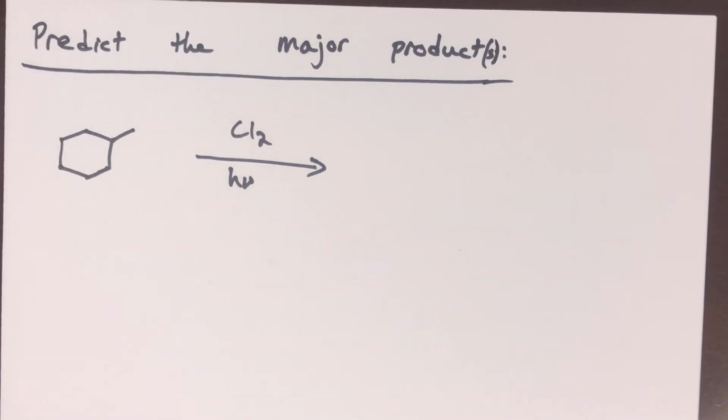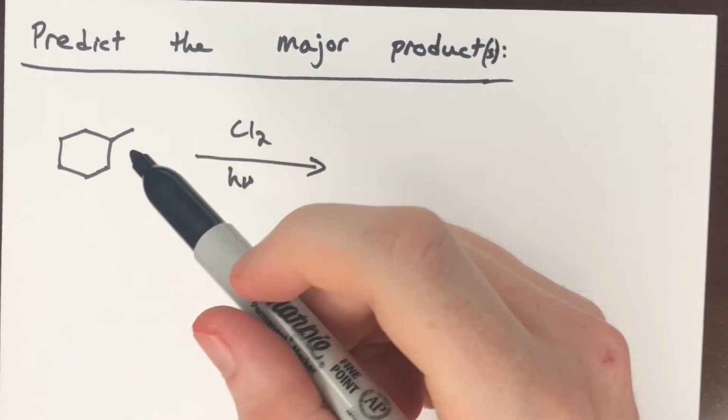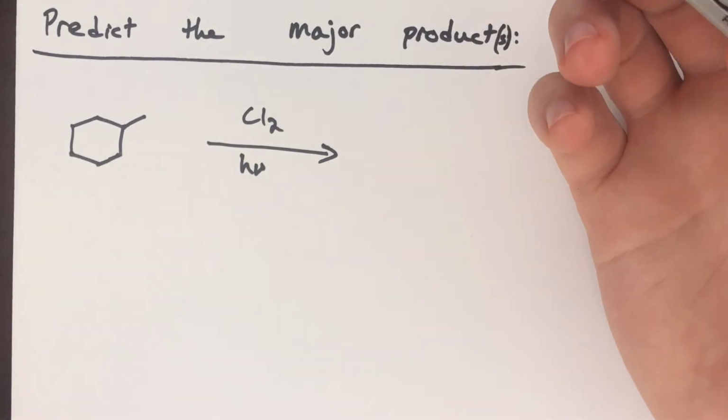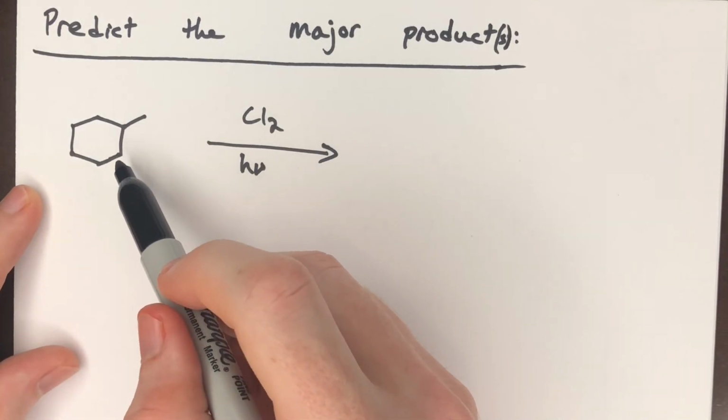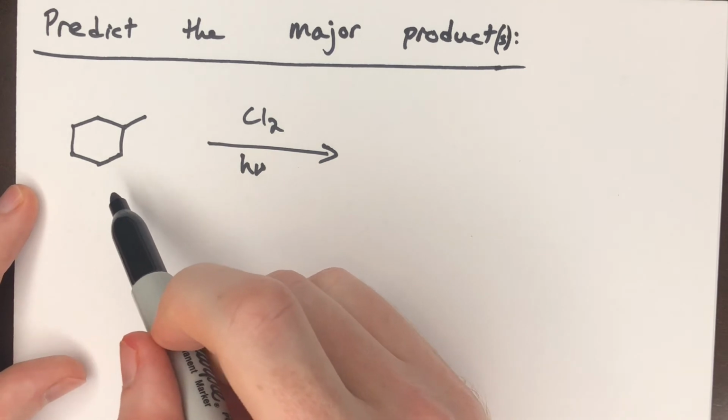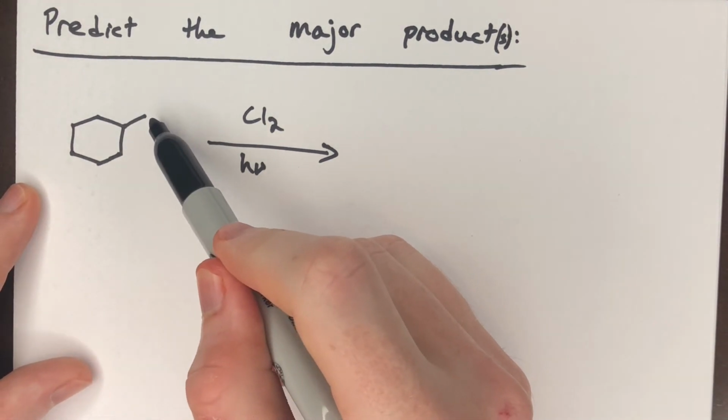Here we have another example, again, predict the major products. So here we have a cyclic structure, but this doesn't really change the approach. Again, we're looking for what's the most stable radical. So if a radical forms here, it would be tertiary. Anywhere else in the ring would be secondary, and the methyl group here would be primary.